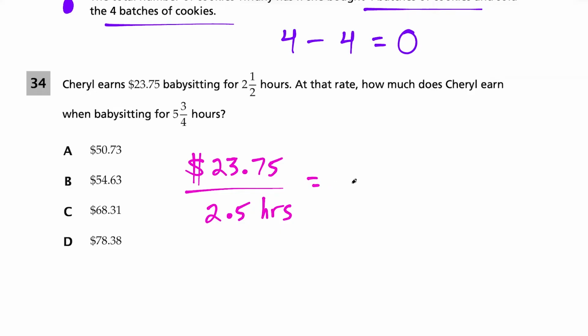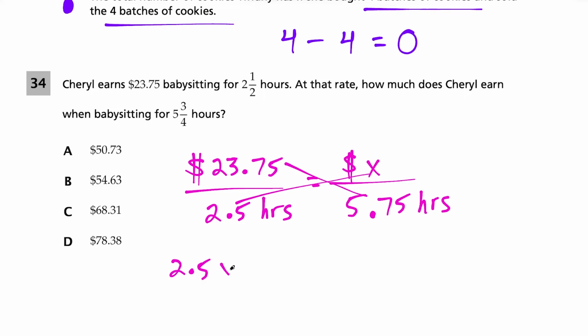And we want to know how much money does she earn. So how many dollars? We'll say X dollars if she babysits for 5 3/4 hours. So I could say 5 3/4, or I could say 5.75. So now what we'll do is we'll cross multiply here. I'm going to do 23.75 times 5.75, and we're going to set this equal to 2.5 times X. So we're going to have 2.5X equals, and we're multiplying these two numbers.